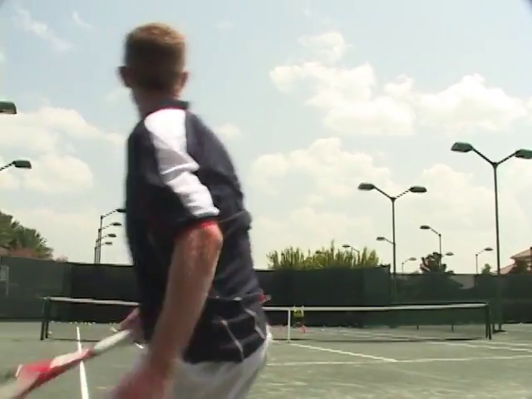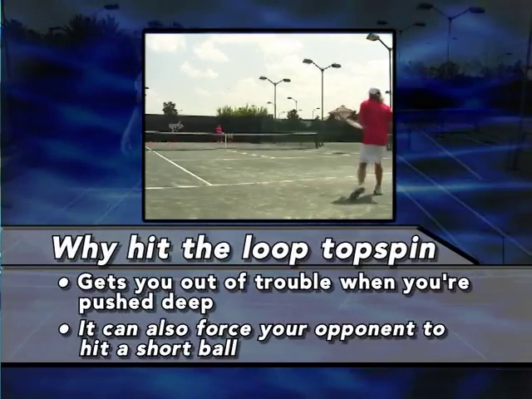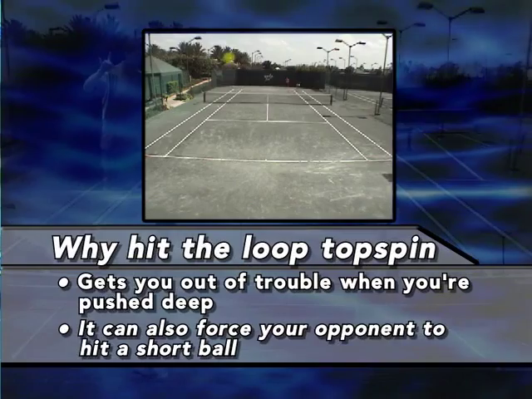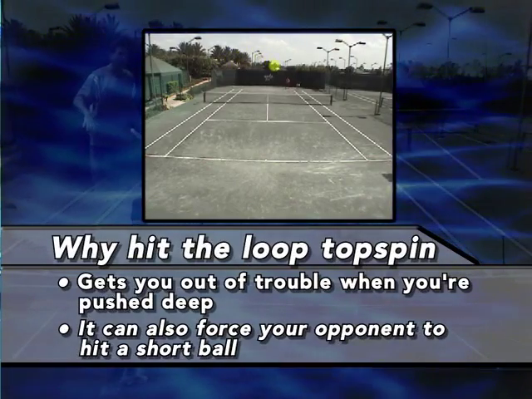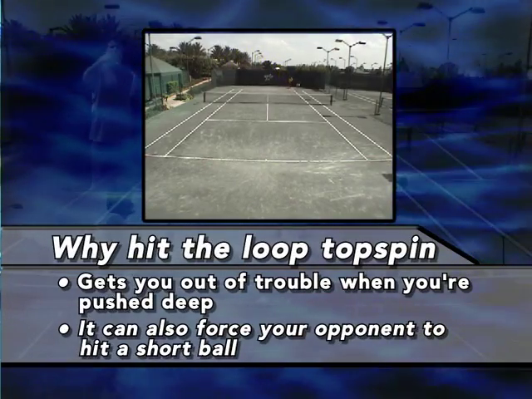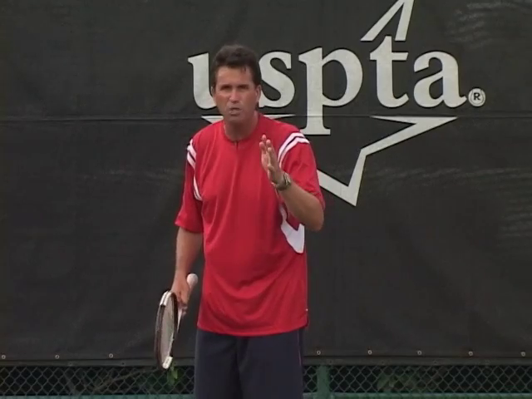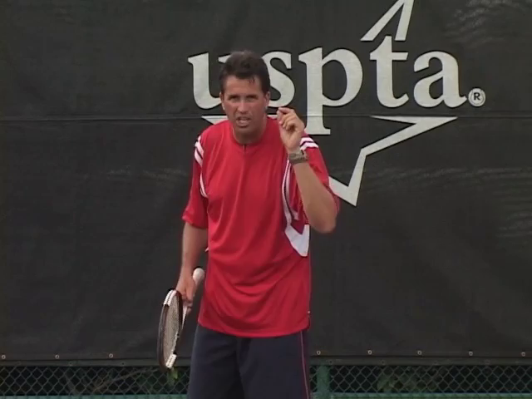So this shot is a great shot to get you out of trouble when you're pushed deep. It can also elicit short balls from your opponent. Your opponent's going to get to a loop ball, but what are they going to do with that loop ball? So if you've hit a good loop ball to your opponent, look for the short ball. It might get him in trouble. Keep your eye out for the loop ball. We're going to see a lot more of those in today's game.